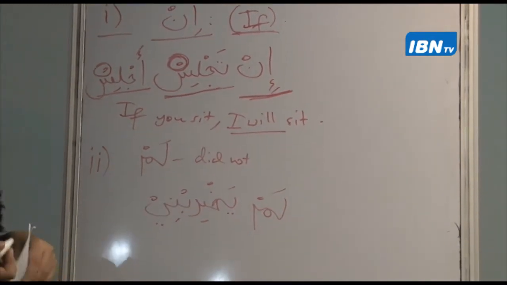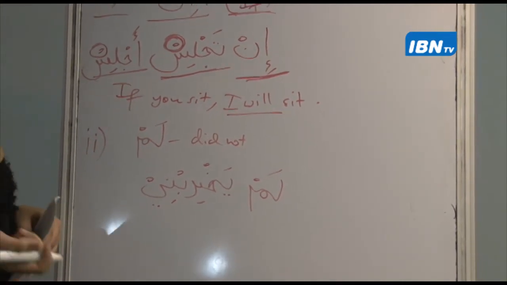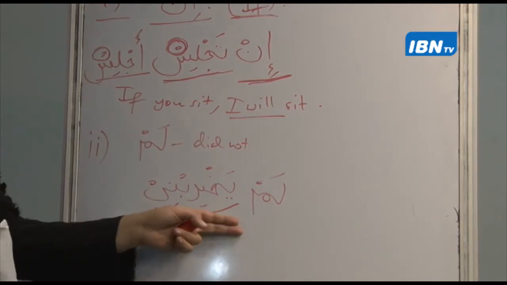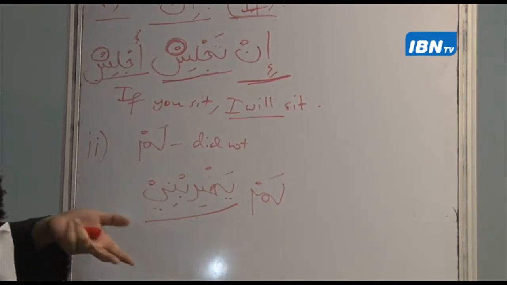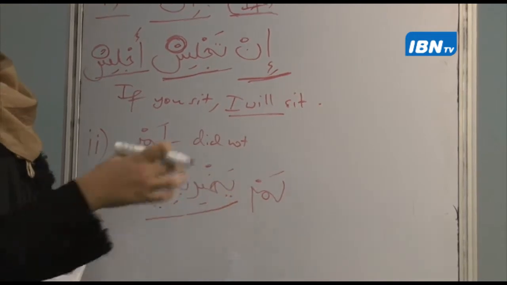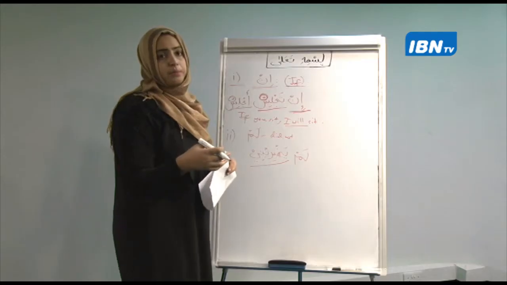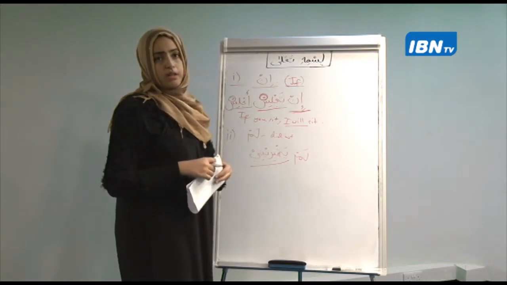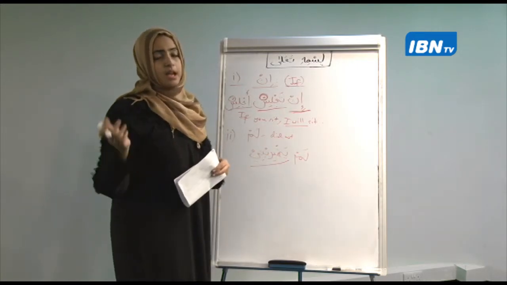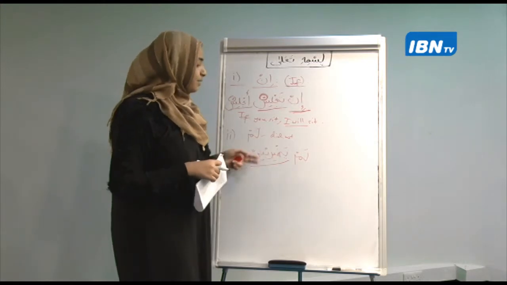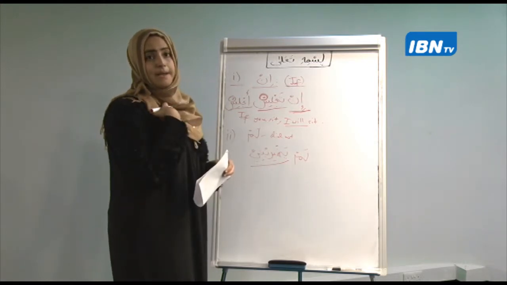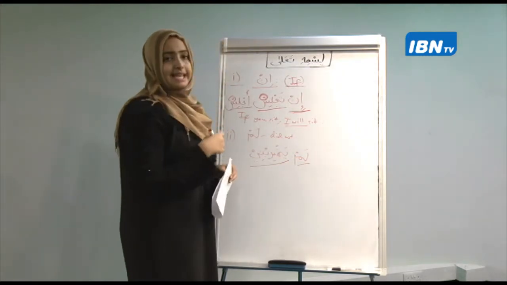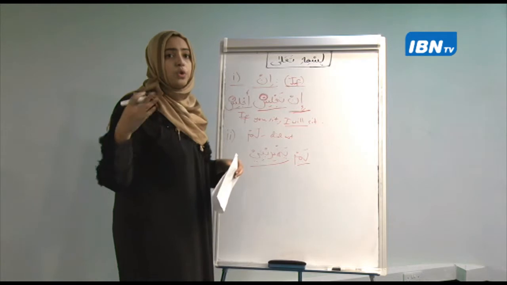Lam yadhribni, meaning he did not hit me. Okay, yadhribni, this I can break down into three. It comes from yadhrib, yadhribu, which means he hits. The root verb, of course, is dharaba, he hit. Yadhribu, he hits. Yadhribni, he hits me. So lam yadhribni, he did not hit me.